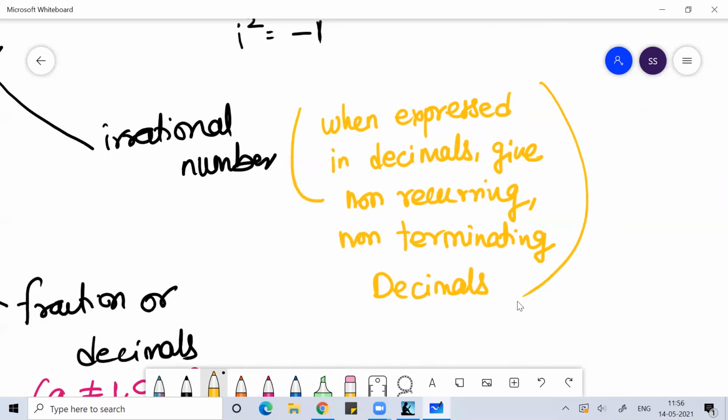Please remember the irrational number. Irrational numbers are those numbers which, when you express them in decimal, will neither give you a terminating decimal nor a recurring decimal. They will give you non-recurring, non-terminating decimals. Such numbers we call irrational numbers.